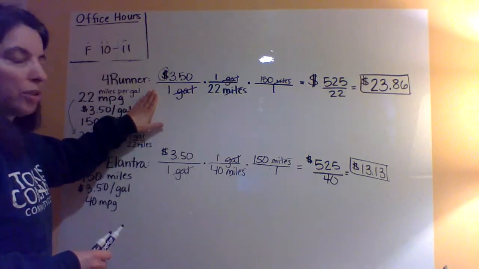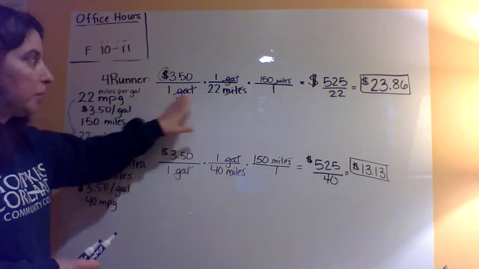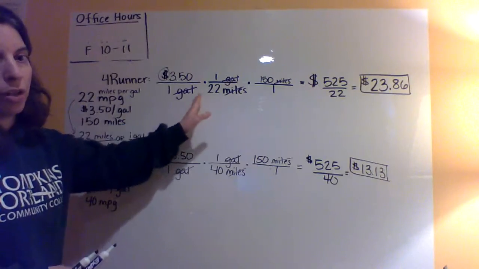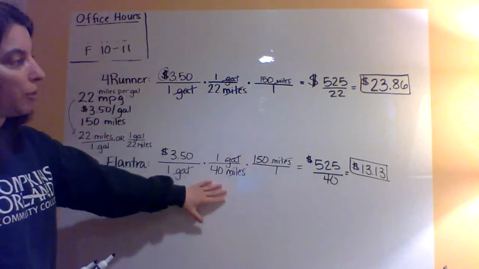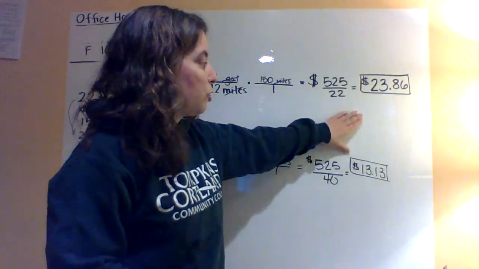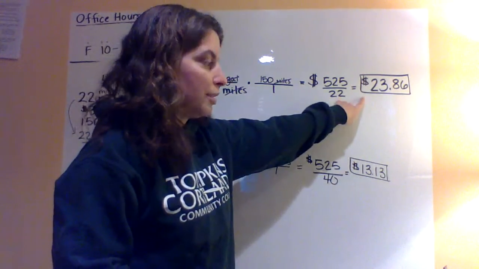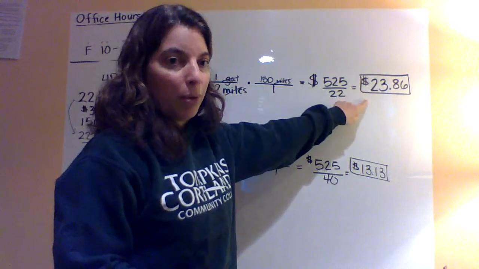If you remember when we were talking about this in part A, we know that the 4Runner was going to cost us a lot more in gas because we have to get gas more often. We can only go 22 miles on a gallon of gas. Here we can go 40, so almost twice as much. And you can see that this is almost twice as much. Twice as much here would be 26. It's almost double.